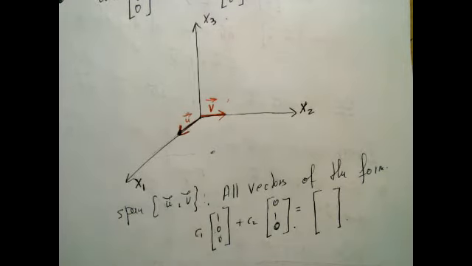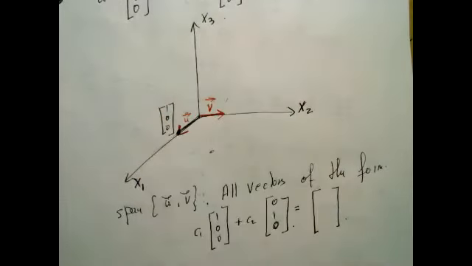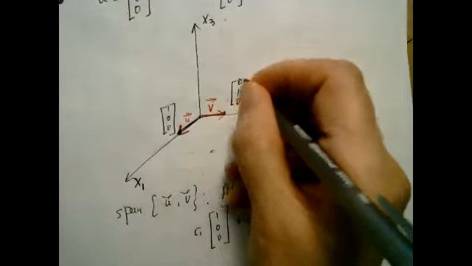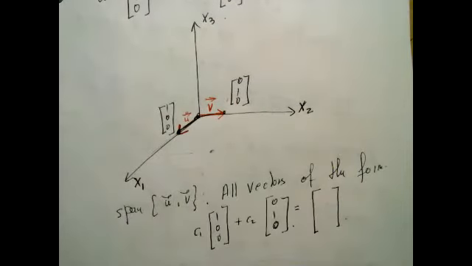Ideas? So if I take U, that's the 1, 0, 0. I take V, 0, 1, 0. Then I start taking the linear combination. I get a new vector. Where is this vector?